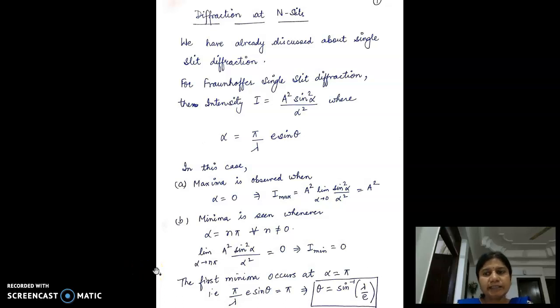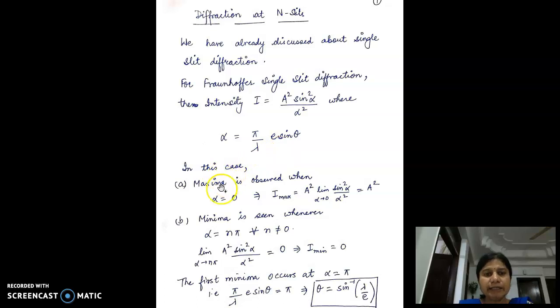We were discussing diffraction at n slit. We have already discussed single slit diffraction. For Fraunhofer single slit diffraction, the expression for intensity comes out to be A squared sine squared alpha by alpha squared, where alpha is pi by lambda e sine theta, and e is the slit width.